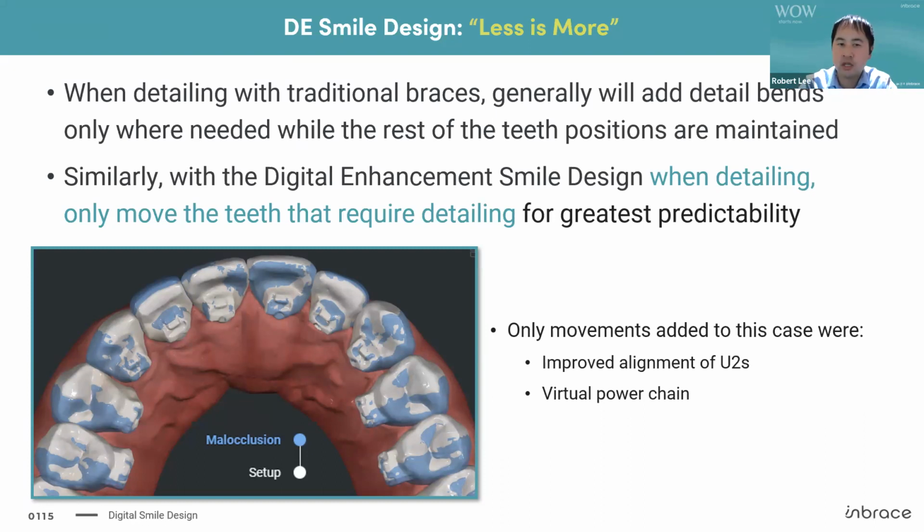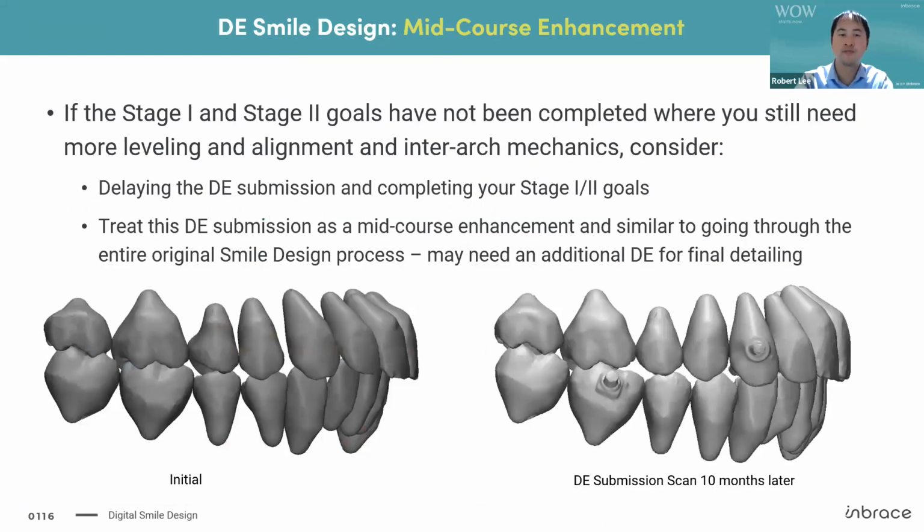So similarly with digital enhancement smile design, I really just view this as detail bends when you're doing your final detailing. So an example, a case like this on the bottom, we're only adding some adjustments to the upper laterals and then adding virtual power chain again to make sure that the spaces stay closed.